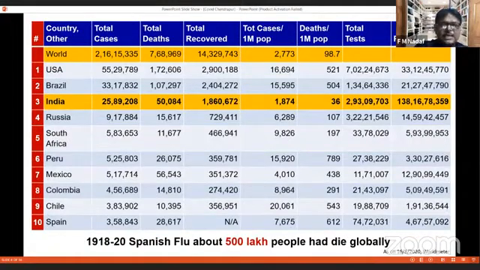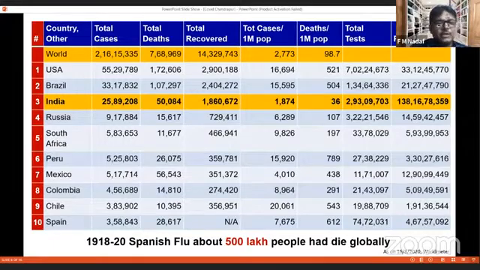This is the present scenario, the present picture of the total world. What has happened with regards to the COVID-19. So today we have 2 crore 16 lakh 15,355 cases in the world, out of which 55 lakh 29,789 cases are in America, about 33 lakh cases are in Brazil, 25, which is going to be very close to 26 lakh, is in India.